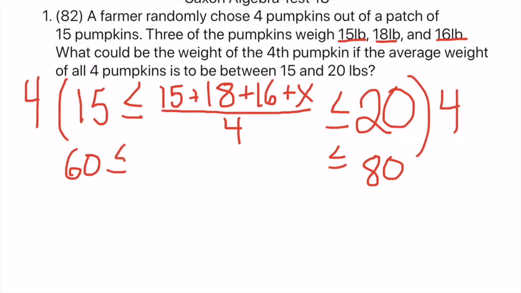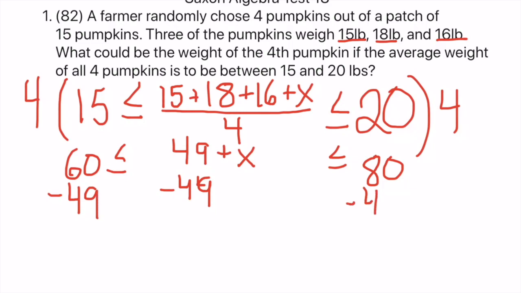And now I'm also going to simplify the inside and go ahead and add up that 15, 18, and 16. And that all adds up to 49 plus x. And then we don't have over 4 anymore because we multiplied both sides by 4. So now we want to get x by itself in the middle, so that means we need to get rid of that 49. So I'm going to subtract 49, but I'm going to subtract 49 from all sides.